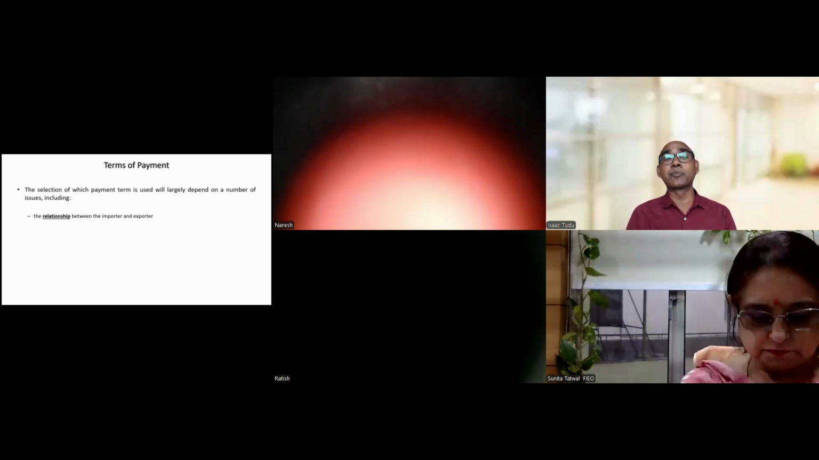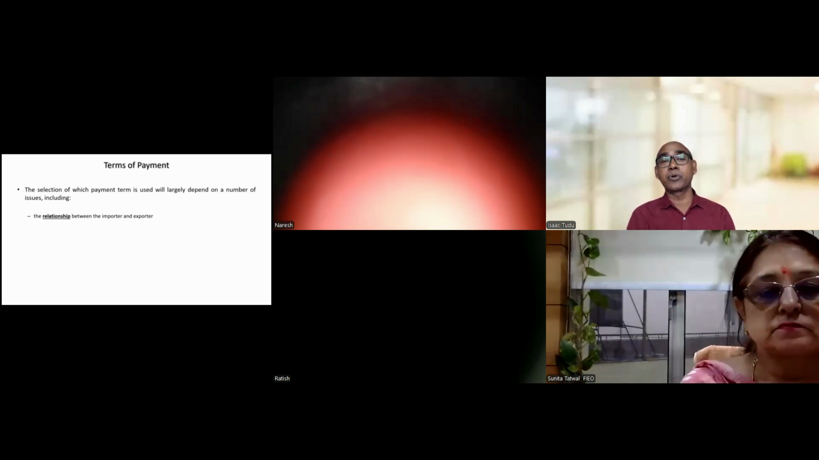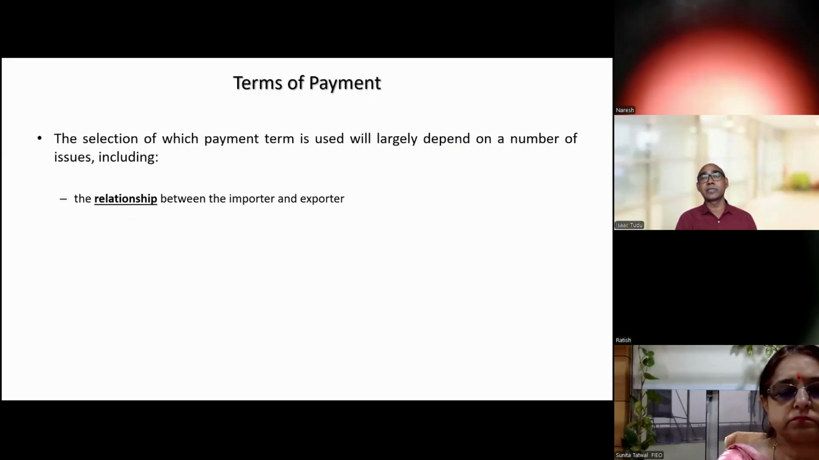What does it mean? It means whether you are doing a transaction for the first time, whether you are doing export for the first time to that particular importer or not. If you have got a past track record, you have got good vintage, you have already done transactions with the importer and satisfactory conduct of the account is there, then no issue. We can choose different terms of payment. But what terms of payment would be chosen will depend on the relationship, whether it is a new relationship or an old existing satisfactory relationship.